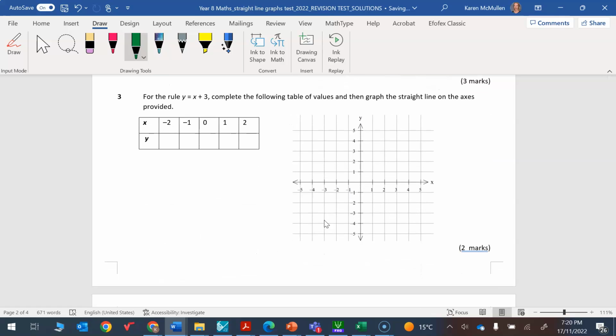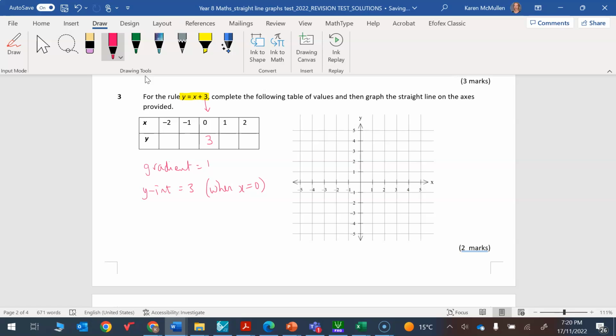All right, question 3. For the rule y equals x plus 3, we need to complete the table of values and then draw the graph. If you can identify what the gradient is, the gradient for this one is the coefficient of x. It always is the coefficient of x in this form. It's 1, and your y-intercept is equal to 3. Your y-intercept is always when x is equal to 0. So I can just go ahead and plop that in there. Your constant just goes where x is equal to 0.